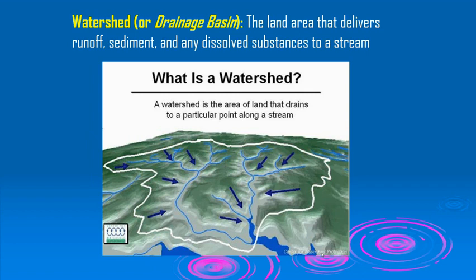But you can see them on maps where they're outlines, where everything that's within the outline drains to a specific stream or river. In the case of Maryland, we have the Chesapeake Bay watershed, where everything within that watershed drains to the Chesapeake Bay.